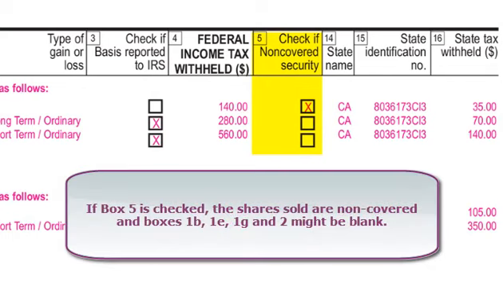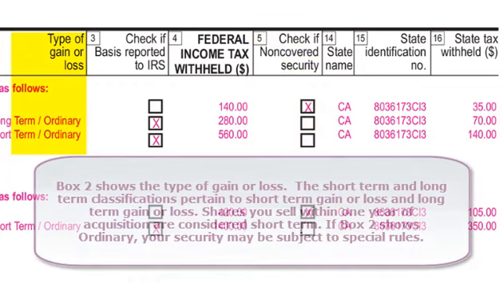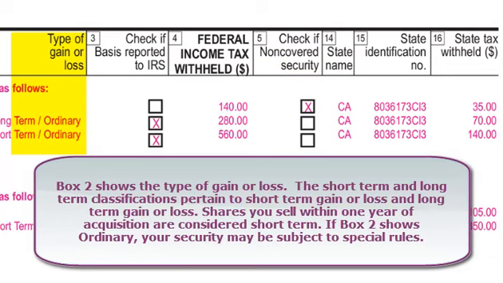If Box 5 is checked, the shares sold are non-covered and boxes 1B, 1E, 1G, and 2 might be blank. Box 2 shows the type of gain or loss. The short-term and long-term classifications pertain to short-term gain or loss and long-term gain or loss. Shares you sell within 1 year of acquisition are considered short-term. If Box 2 shows Ordinary, your security may be subject to special rules.